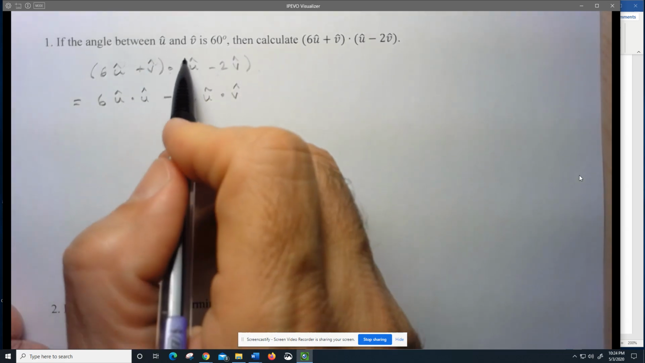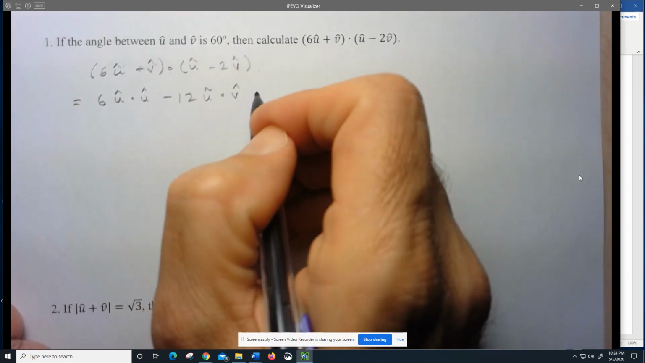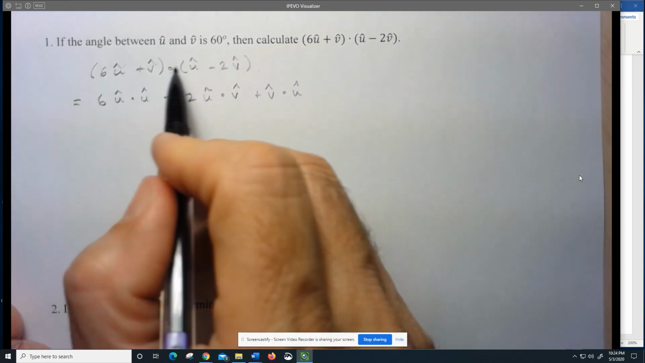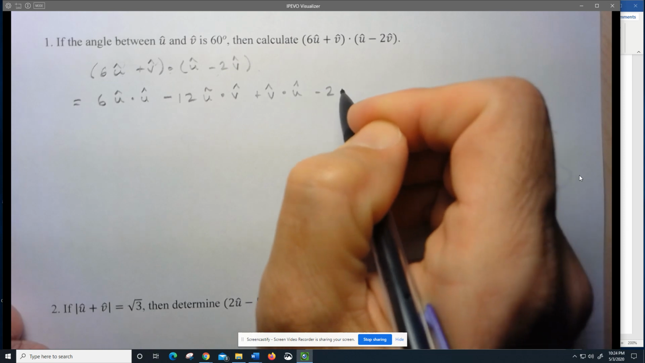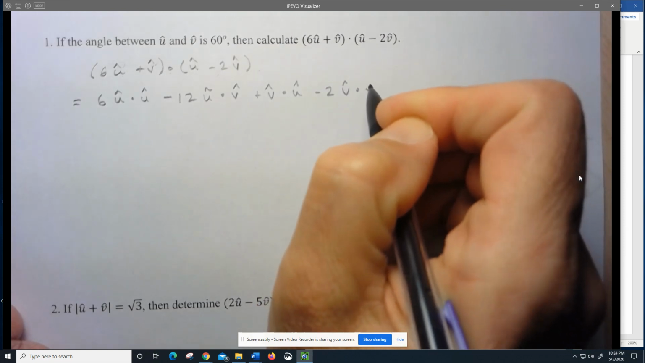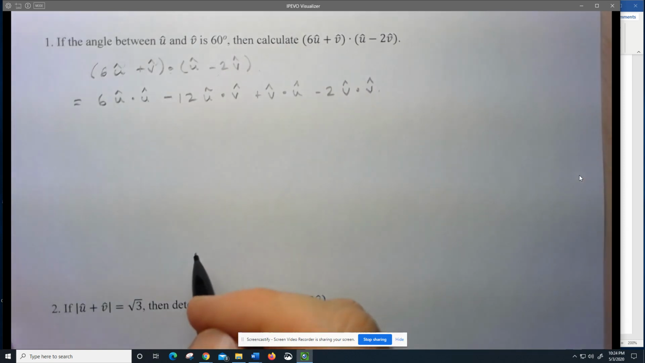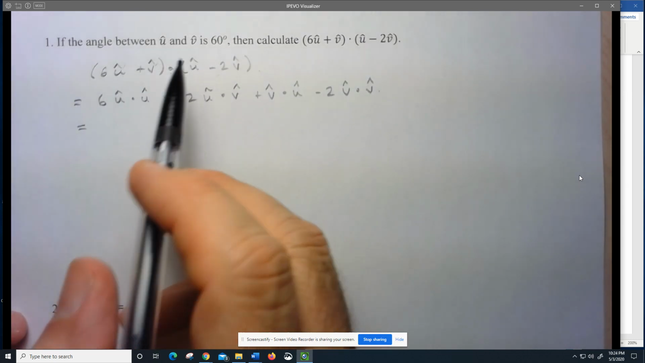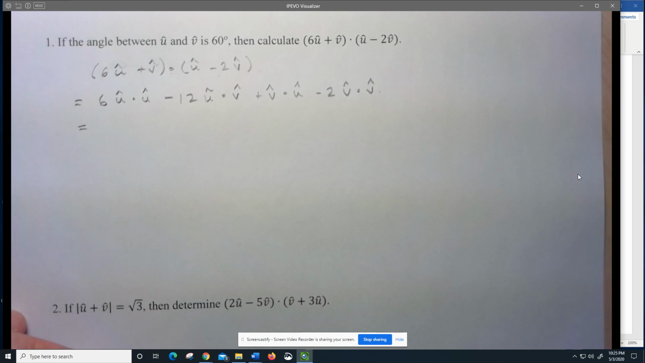All right, let's do the insides here. We have plus v dot u. And then lastly, we have minus 2v dot v. All right, so this is where I've applied the distributive property to these vectors. This is where I'm now going to use some of these other properties.